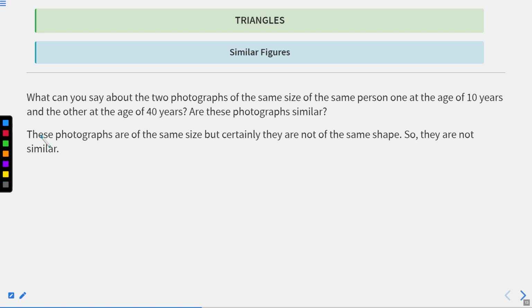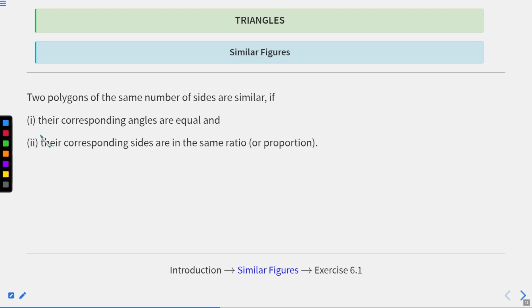Now, two polygons of the same number of sides are similar if, number one, their corresponding angles are equal.